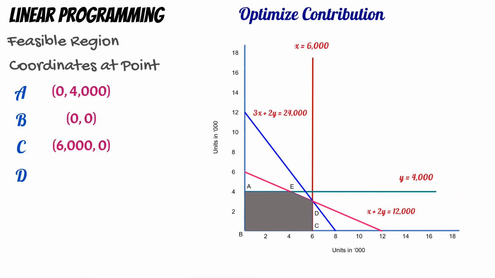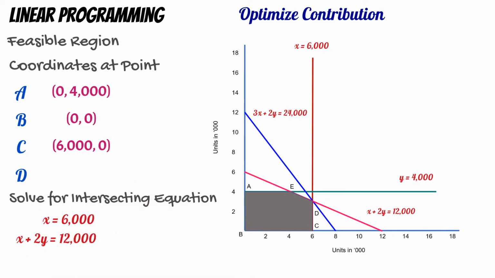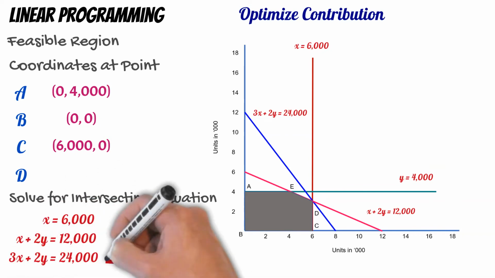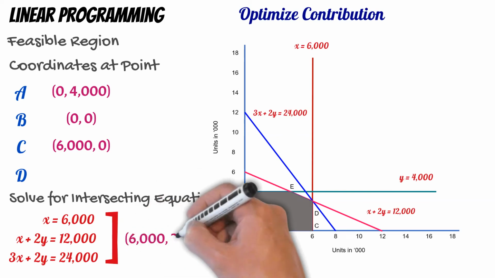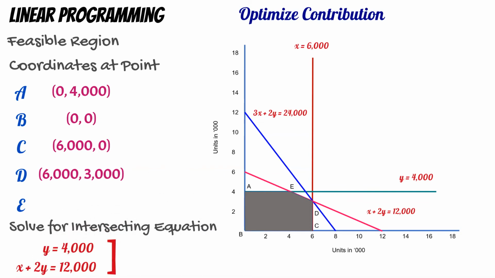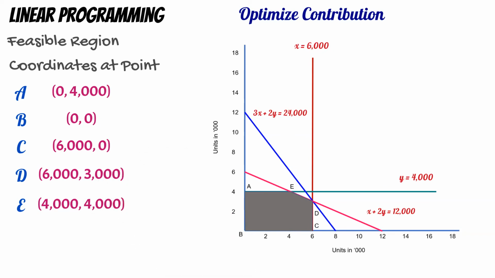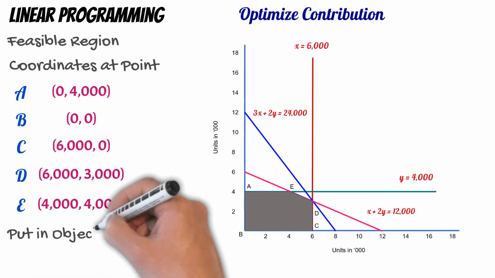Now, D is at the intersection of two equations. To find the coordinates, you need to simultaneously solve the two equations since there are two variables. The answer is 6,000 and 3,000. Similarly, for E, you need to solve for the intersecting equations and the coordinates turn out to be 4,000 and 4,000. Once you have all that, you can put the production combinations in the objective function.